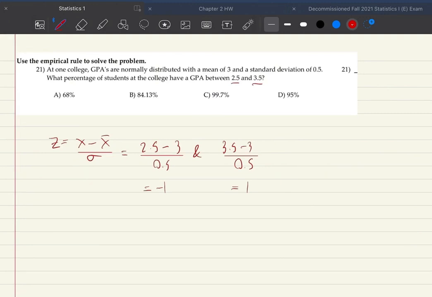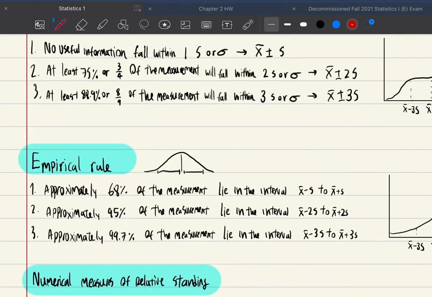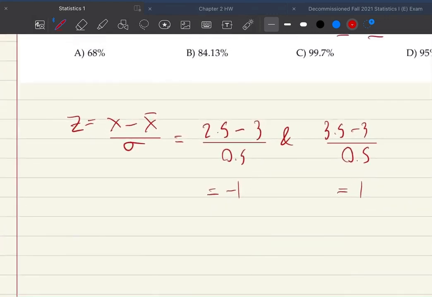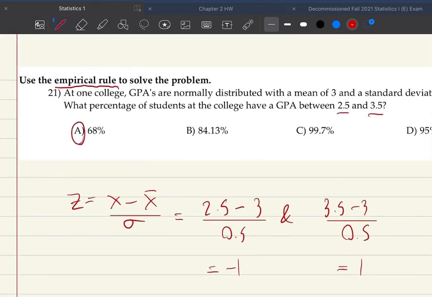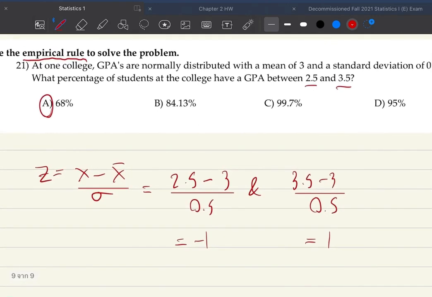So we are going to use the empirical rule, as it is provided to us. From the empirical rule, approximately 68% of the measurements lie within 1 standard deviation. So it means that 68% of the students have a GPA between 2.5 and 3.5, which falls within 1 standard deviation.